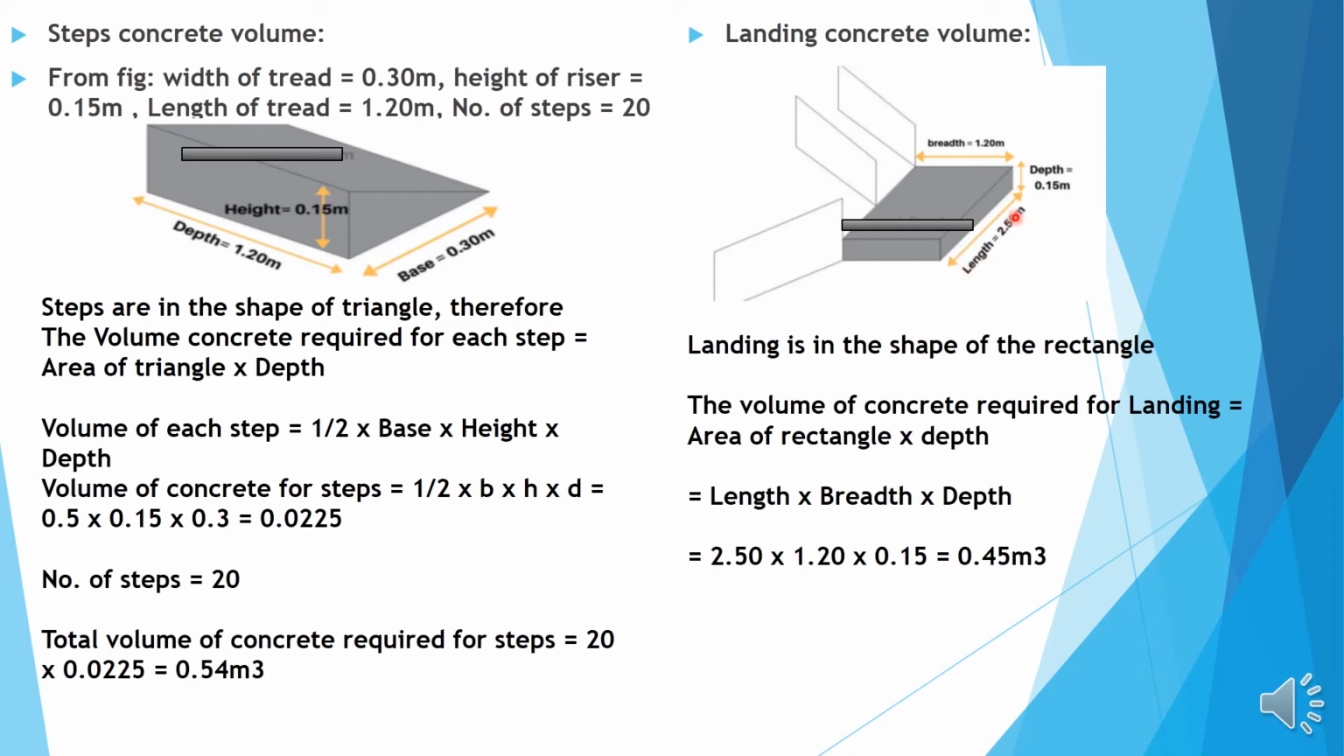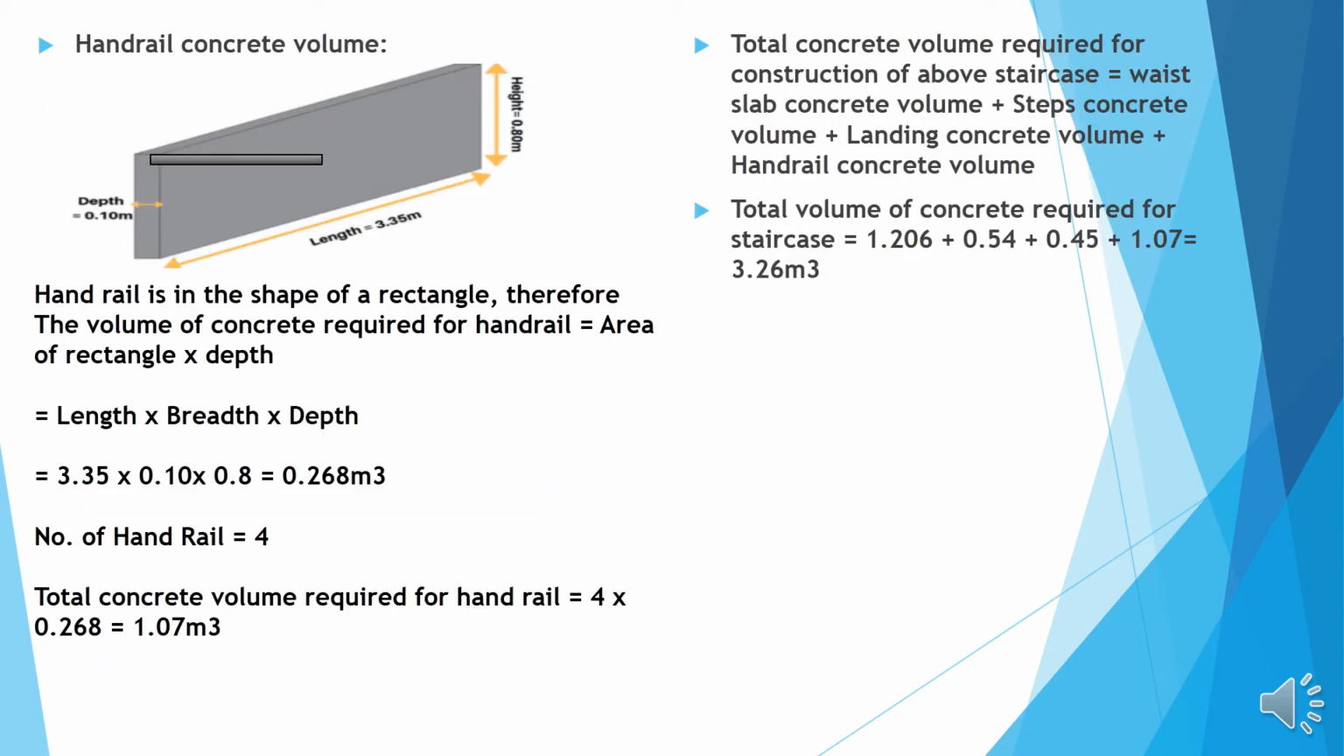Landing concreting volume. This is what I call the length, 2.5 meter, depth, that is the thickness, is 0.15 meter, breadth is 1.2 meter. This is the landing area. Landing is in the shape of a rectangle. Hence, the volume of the concreting will be the landing area of the rectangle and the depth, that is length, breadth into depth: 2.5 into 1.2 into 0.15, which is 0.45 cubic meter.